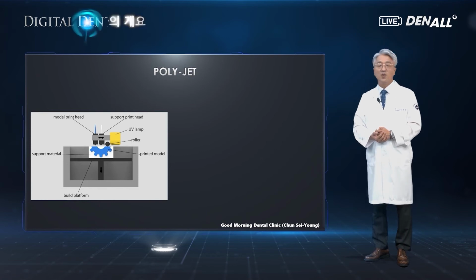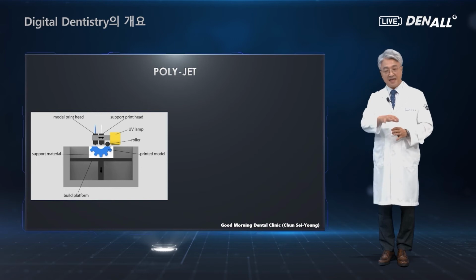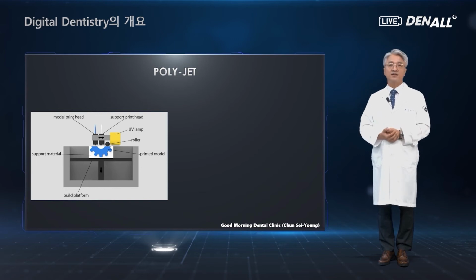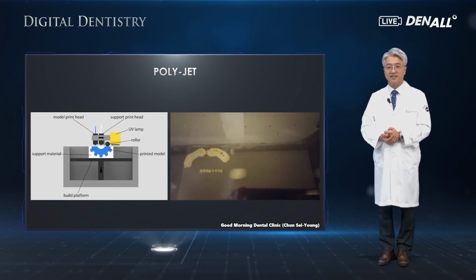Polyjet printer. Let me introduce it. Like for clear aligners, it can be used for mass production of those. It is very precise. It was popular in the past, but the disadvantage is it is very expensive, so the popularity has gone down.